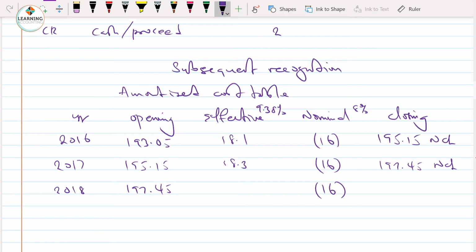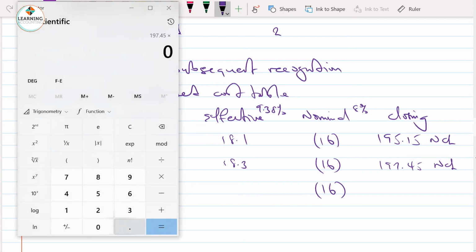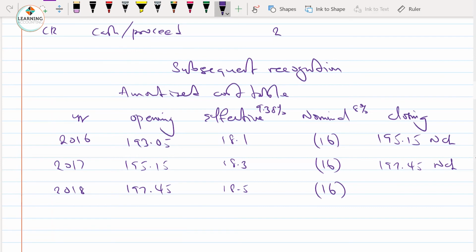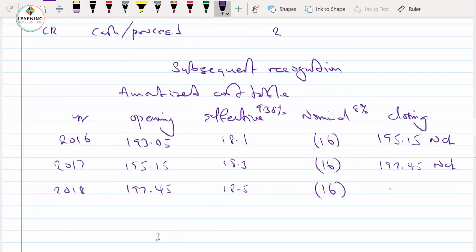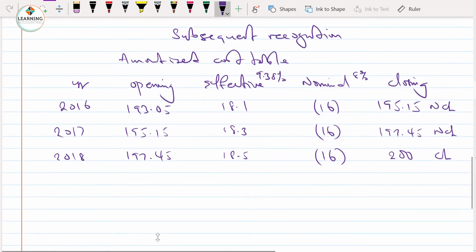197.45 multiplied by 0.0938, and that gives us 18.5. So we have 197.45 plus 18.5 minus 16. I can see we have an approximate of 200 there, and that goes to current liabilities. So these are the treatments.